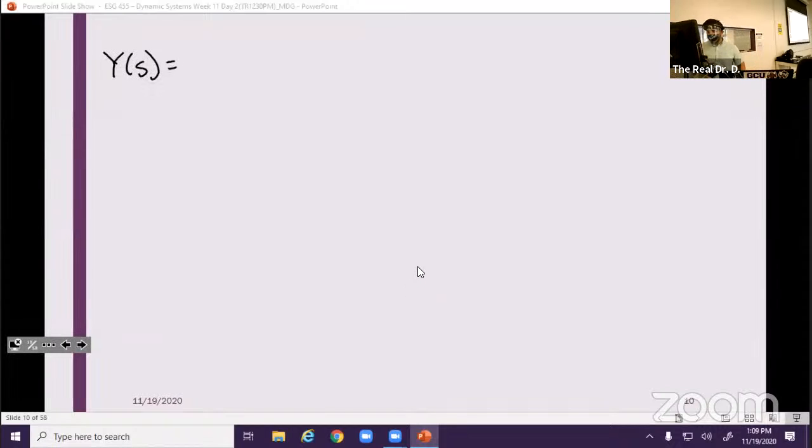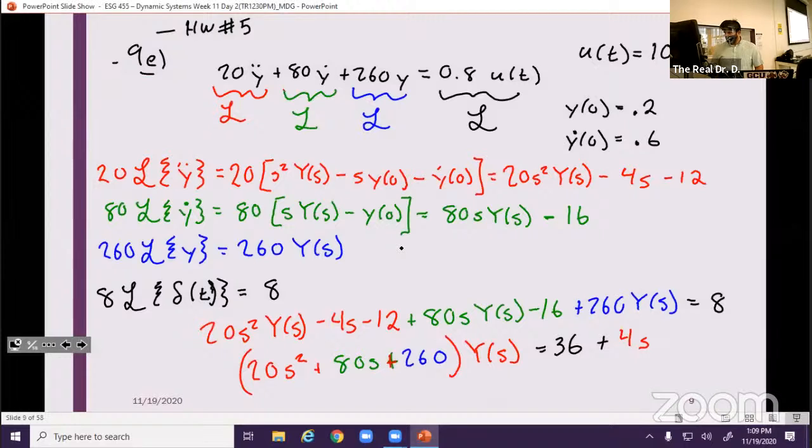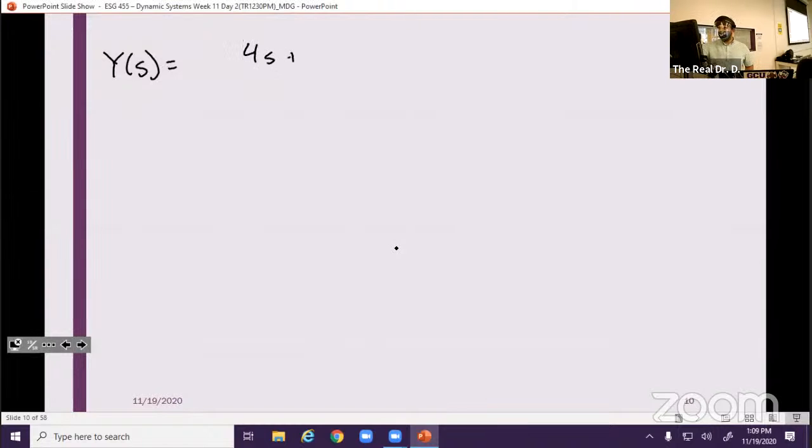I'm running without notes right now, guys, so bear with me for a sec. So Y of s is going to be 4s plus 36 over 20s squared plus 80s plus 260, right? That should be what it is if memory serves correctly. I hope it does, because if it doesn't, that's a significant problem. I literally just looked at it.